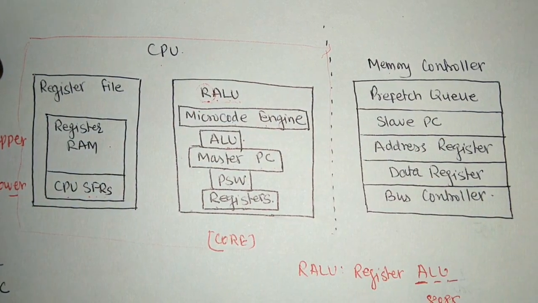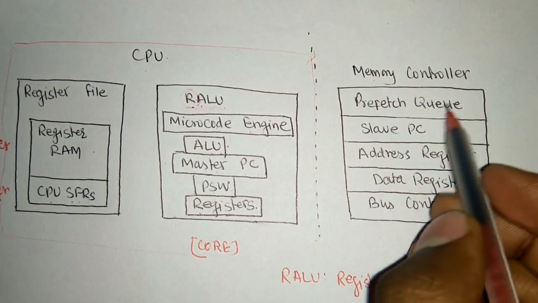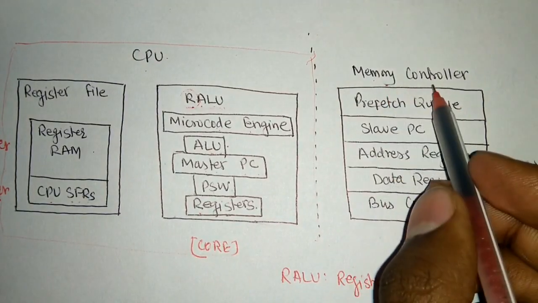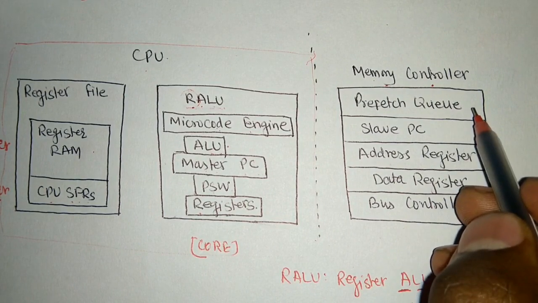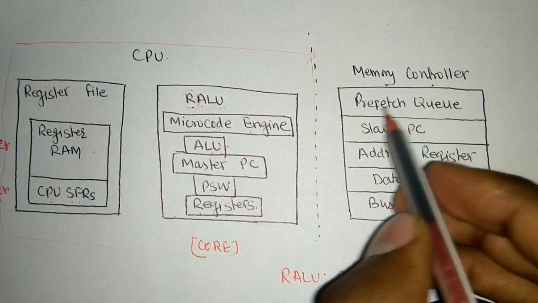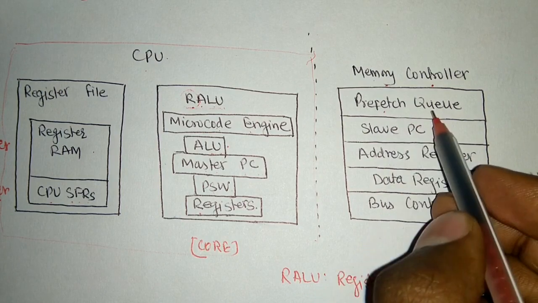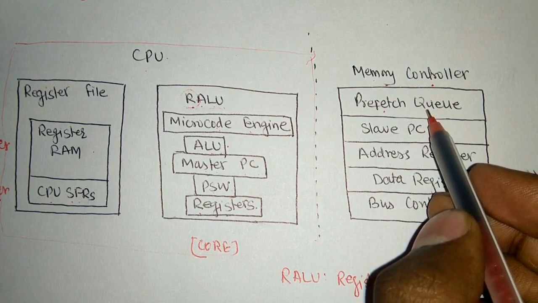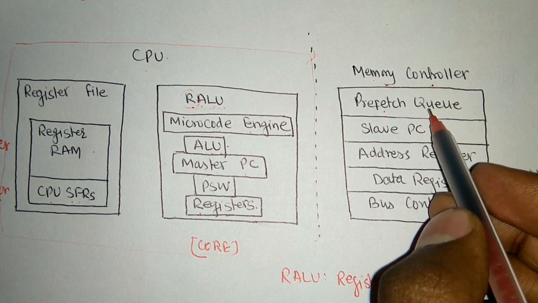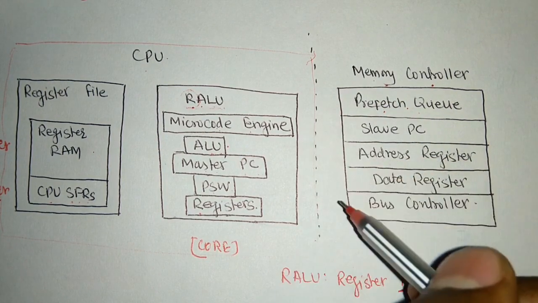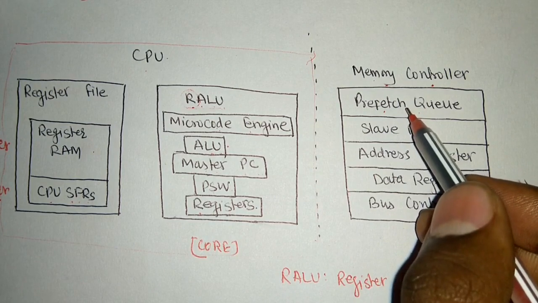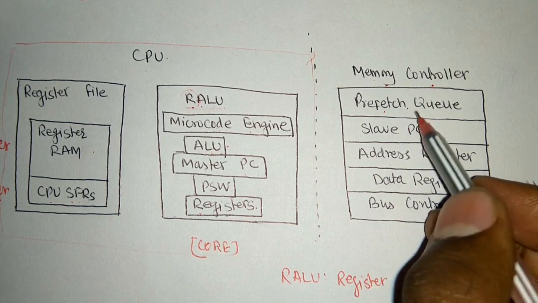Now there is a second part which we call the memory controller. It will be used to control the interface with our memory, writing, reading and all those things. The main part here is the prefetch queue. Prefetch queue means our data will be stored here before it is fetched by the CPU. It will help us increase the speed of the process.